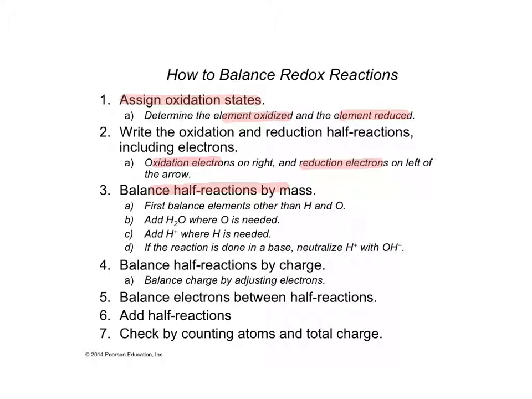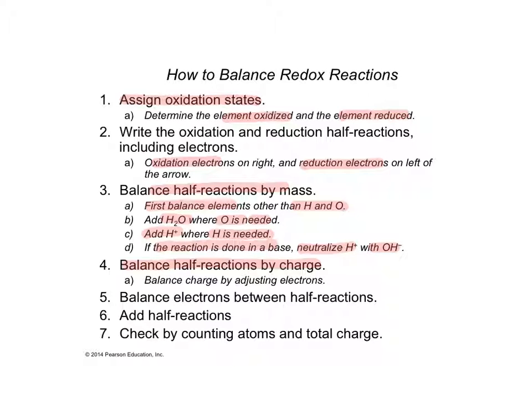It's best to illustrate this to demonstrate what I mean. The first thing we're going to do is balance anything other than hydrogen and oxygen. We will then go back and balance oxygen by adding water. And then we will add protons to balance H as needed. Just as a little note here, if this is done in a basic solution, we are then going to neutralize all the protons with hydroxide ions. We are then going to go back and balance the half reactions by charge. We will sum everything up, and then we'll check at the end to make sure everything is balanced.